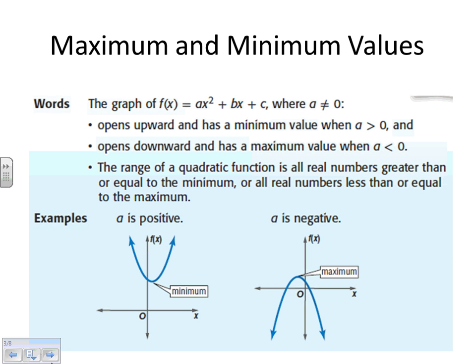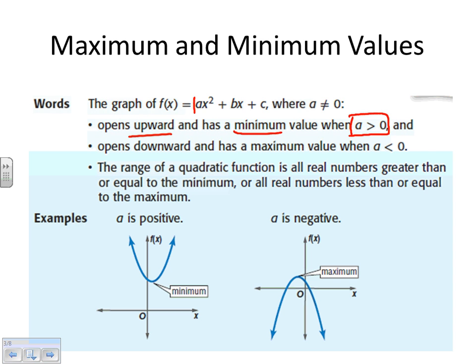Okay, here's one more thing to copy down. Pause me as you copy this, and we'll go over it as soon as you finish. So replay me when you're done. Okay, now these are more about maximum and minimum values, which I just touched on a little bit before. The graph of f of x equals ax squared plus bx plus c, where a can't be 0, if that graph opens upward, it has a minimum value, and that's when a is greater than 0.